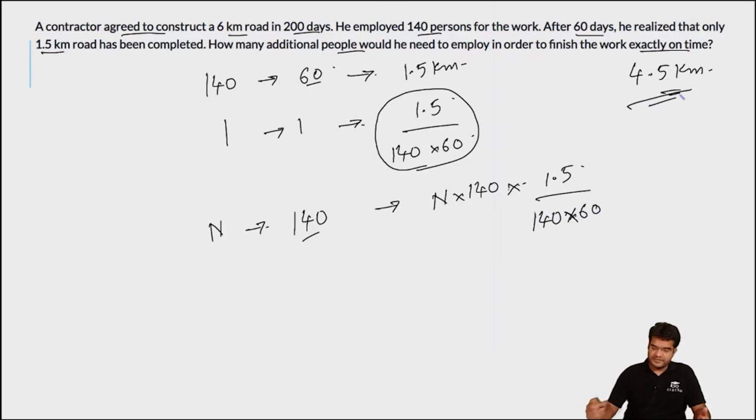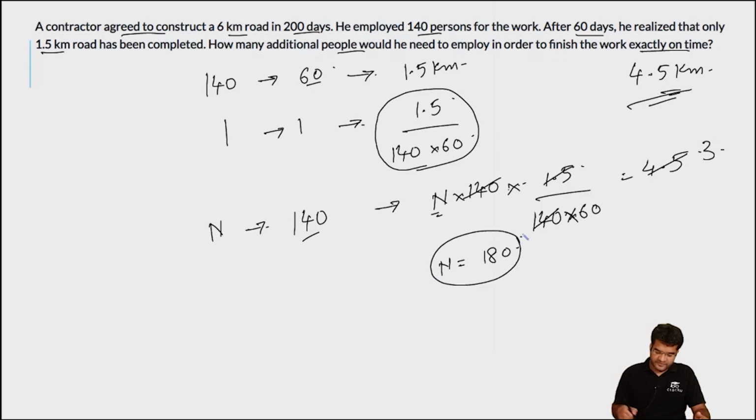This is equal to the remaining road that needs to be built, which is equal to 4.5. So using this equation we can calculate the value of n. We can cancel, for example, 140 in the numerator and denominator, and 1.5 is 4.5 divided by 3, so this will be 3, or the value of n is equal to 60 into 3, which is equal to 180.